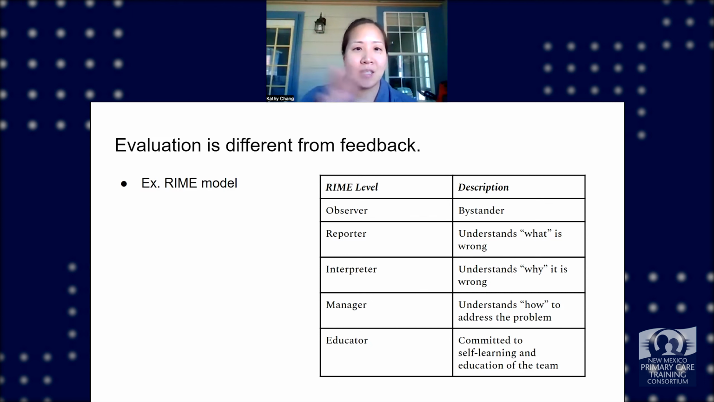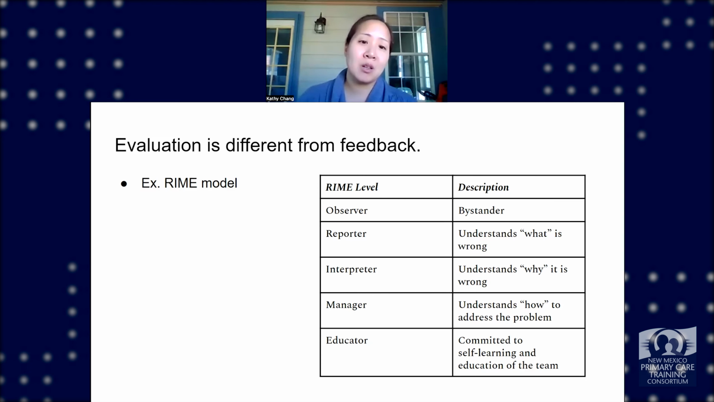So you'll notice that you have to first assess and see where is the learner, where is the resident along these stages, and hopefully, right, they're all coming in from early medical school, maybe M1, M2 year as an observer, just trying to figure out what's going on, right? And then as a senior medical student, they should be able to report and at least know what's going on. And hopefully they're moving towards that interpreter stage.